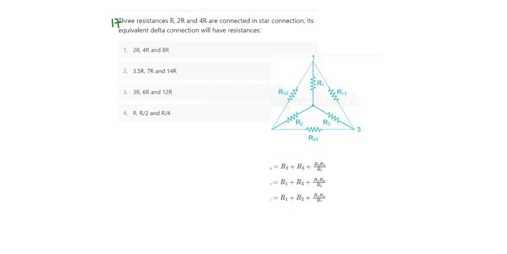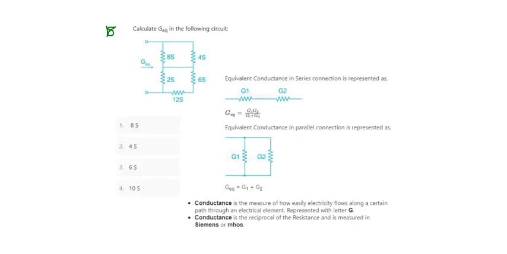The answer is given. Question number 2: 3.5R, 7R and 14R. Calculate the equivalent conductance in the circuit.